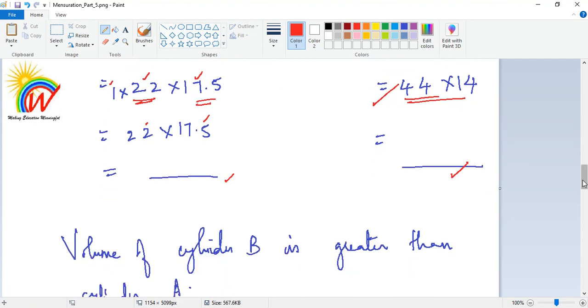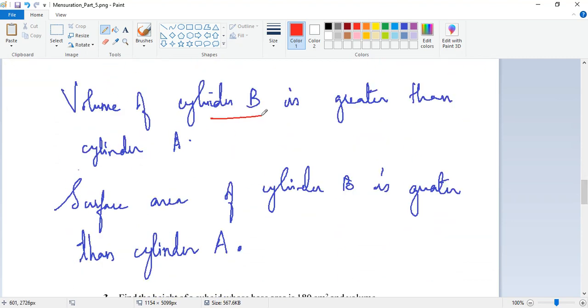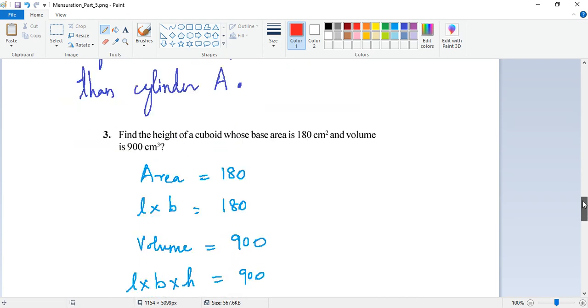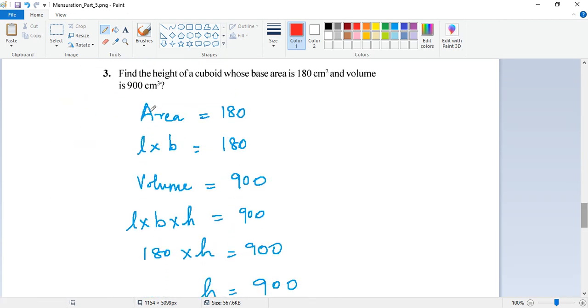Okay, so we can conclude that volume of cylinder B is greater than volume of cylinder A, and same way, surface area of cylinder B is also greater than surface area of cylinder A. Okay. Alright, now come to the next question. Find the height of a cuboid whose base area is 180 centimeter square and volume is 900 centimeter cube. So there is a cuboid. So let's draw a cuboid. Okay.